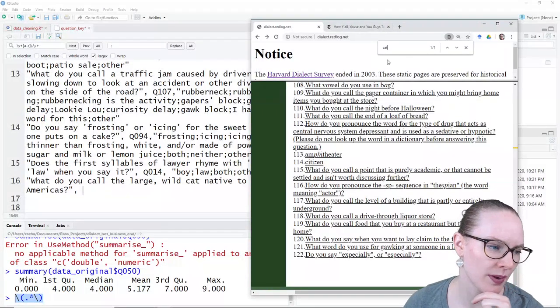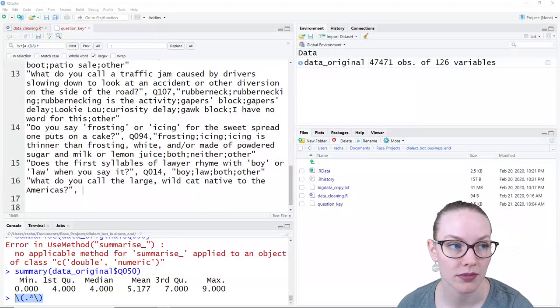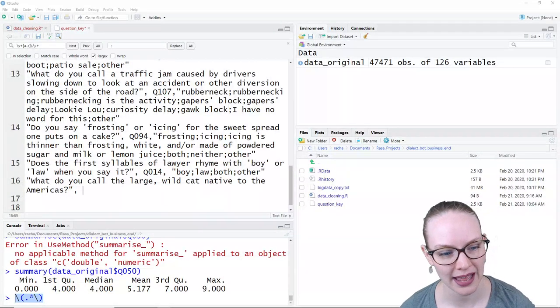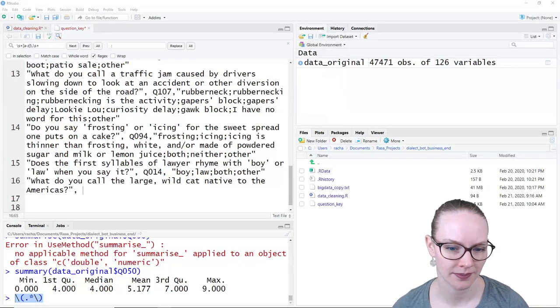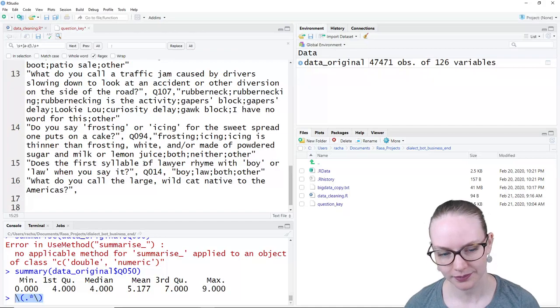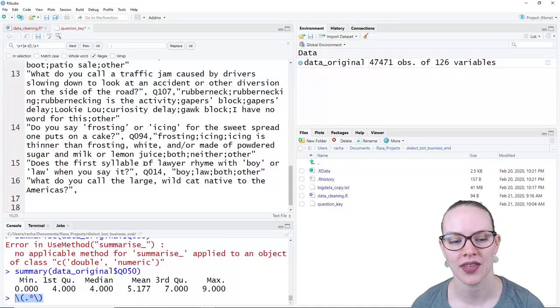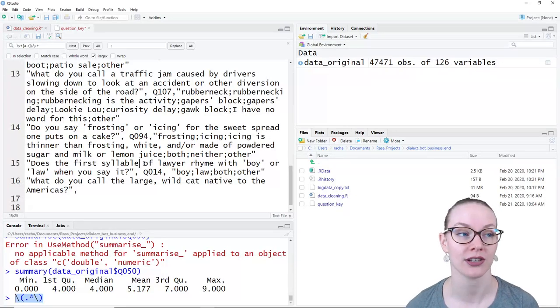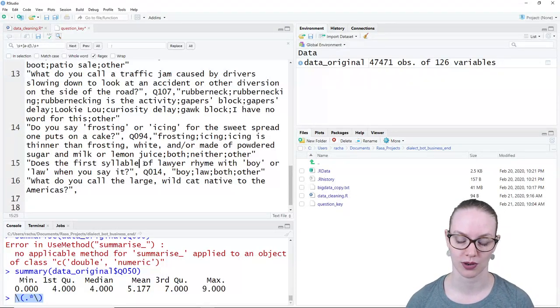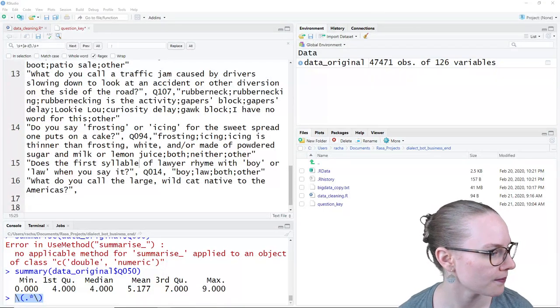Ryan says, are people responding to this verbally potentially? Yeah. So what people are going to do is it'll be verbal. So Alexa will be like, does the first syllable of lawyer rhyme with boy or law when you say it? And then you'd answer, oh boy, or nah, I think it's law. And then that answer would be taken and matched with one of the existing answers. And if it doesn't match one super well, it would be stuck to other. And that's what we will use as the input features for our classifier.